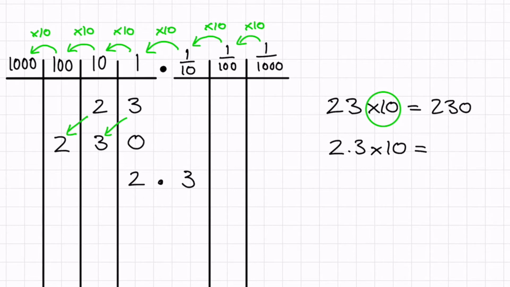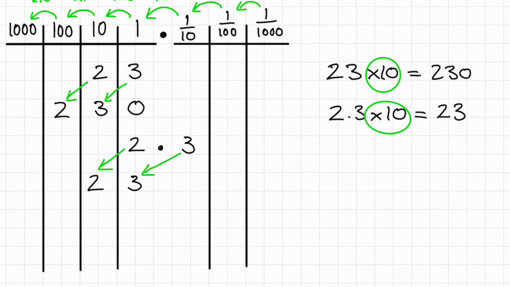And the same process applies. We're multiplying by 10. And so when we're multiplying by 10, what's going to happen is that the 2, which is currently in the units column, is going to move one column to the left. It's going to move into the tens column. So the 2 moves to there, and our 3, which is currently in the tenths column, we're multiplying by 10, so the 3 moves into the units column. So we actually end up with 23 as our answer.